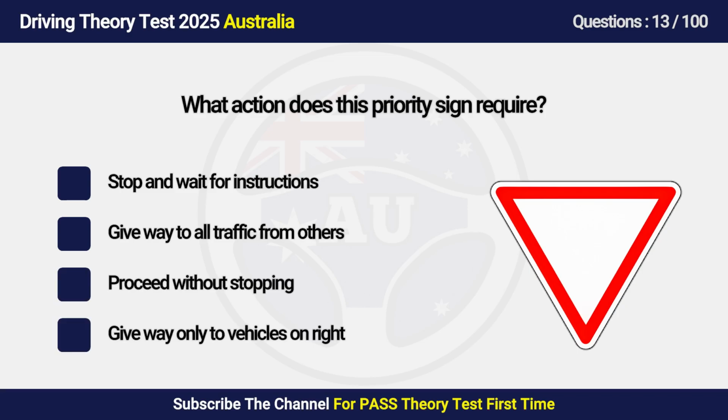A. Stop and wait for instructions. B. Give way to all traffic from others. C. Proceed without stopping. D. Give way only to vehicles on right.